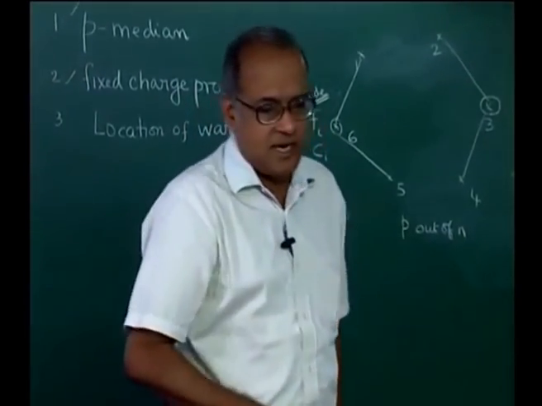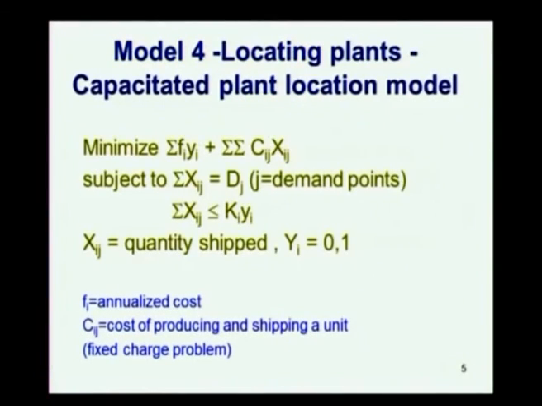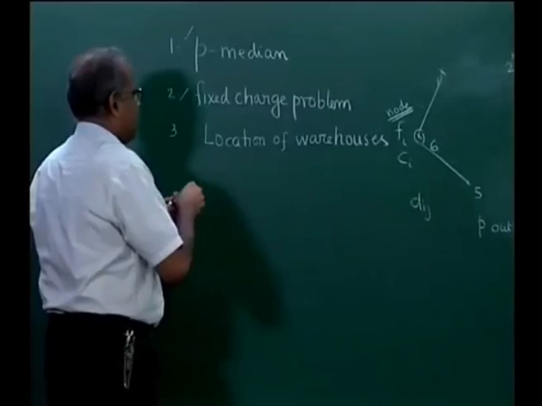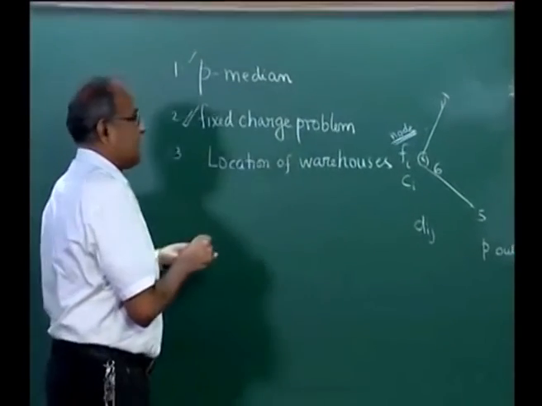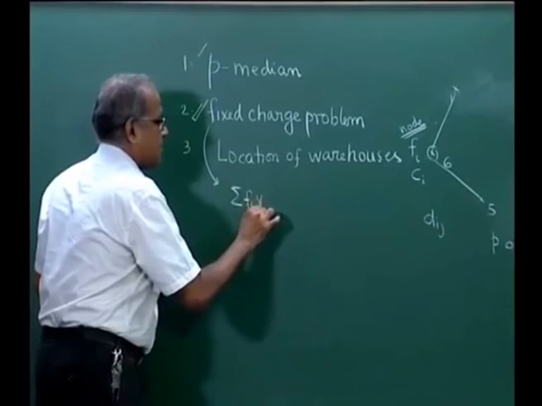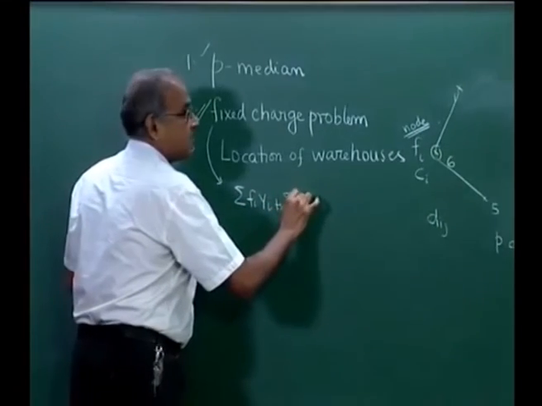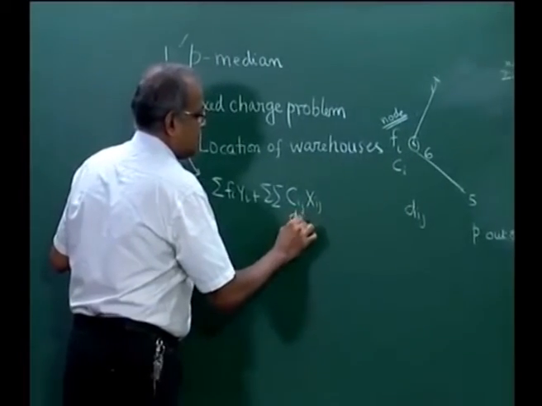So, that is our model 3, which talks about warehouses and retailers. Then we move to the fourth model, which is the capacitated plant location model, which is actually the fixed charge problem. So, Fi. So, this is what is shown there as model 4, which is the fixed charge problem. Now, you see that the objective function is sigma Fi plus sigma Cij Xij or Dij Xij.